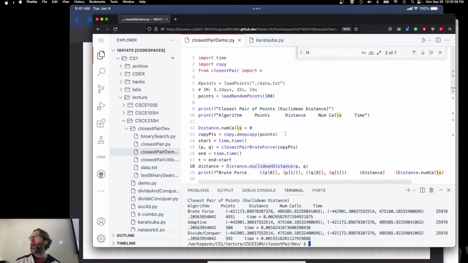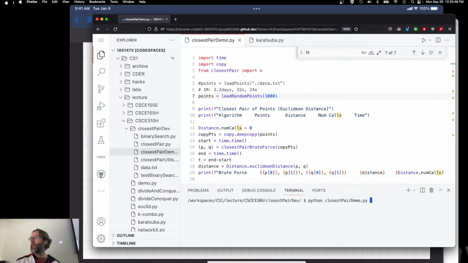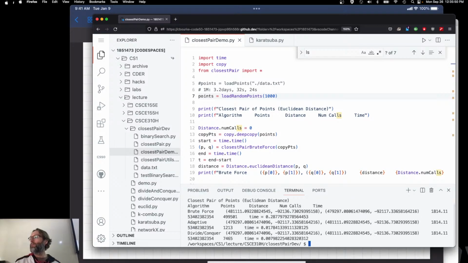Obviously, I'm also timing it here. So on a small number of points, they're all pretty comparable. But when we start getting up into, say, 1,000 points, right? Let's clear this out. Now it becomes a little bit more noticeable, right? The brute force solution here was taking almost a quarter of a second, while the other two are still relatively in a blink of an eye.